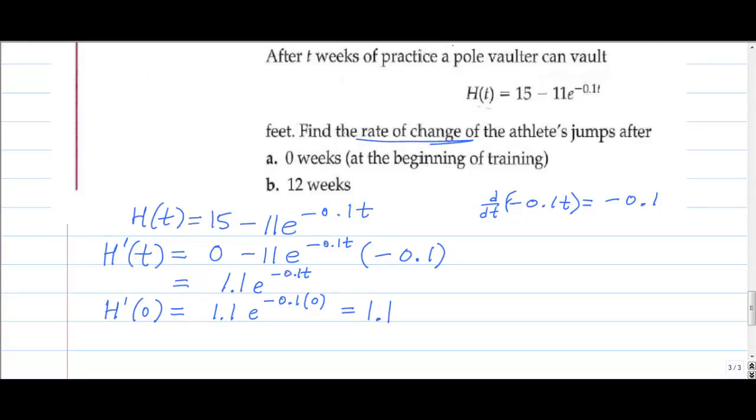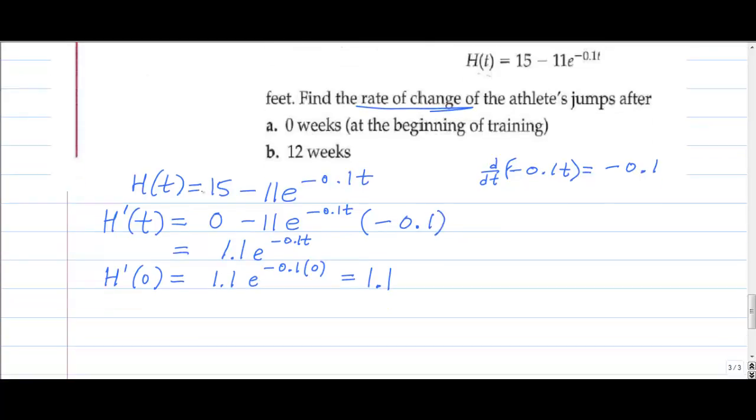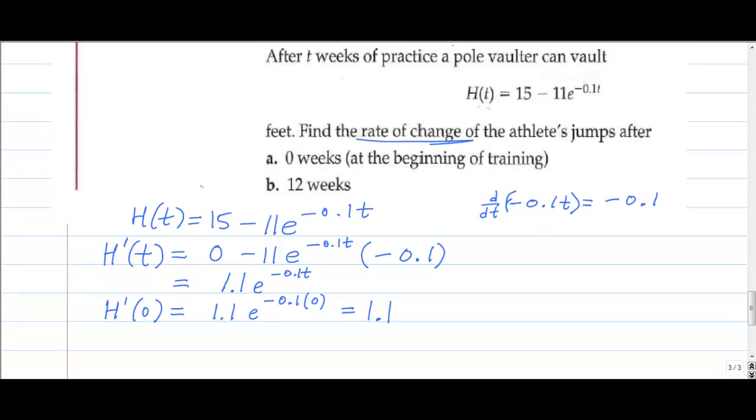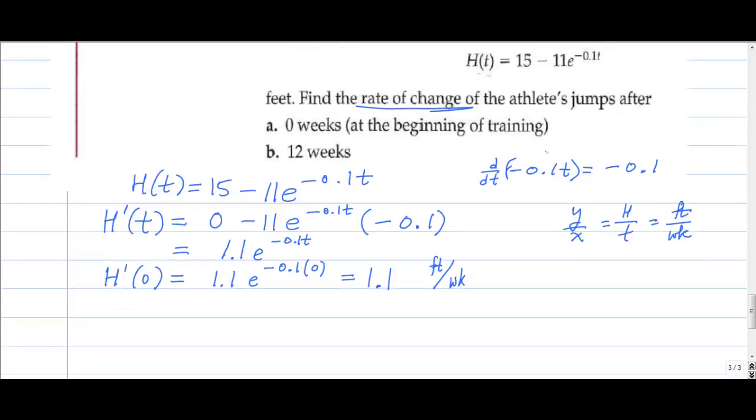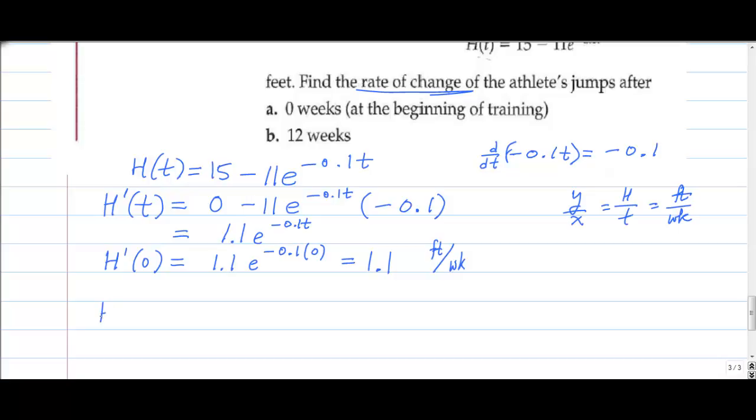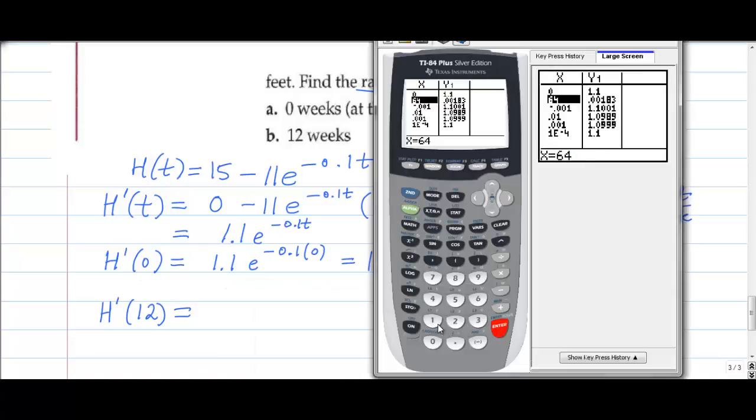It says after t weeks of practice, a pole vaulter can vault this many feet. So your rate of change is, remember, like your slope, y over x, or h over t. H here is the height, so that's feet, and t is time, so that's weeks. So at the beginning, this pole vaulter's rate of change is 1.1 feet a week. That's how much that pole vaulter is improving. But after 12 weeks, hopefully they're getting better. Let's plug in 12.